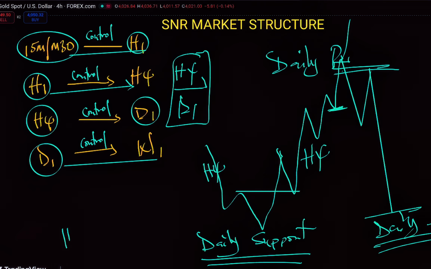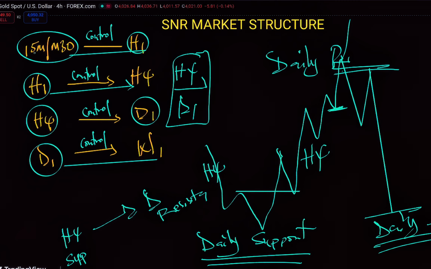So we have H4 breakout. H4 breakout in structure, or H4 change in structure, will lead you to a daily resistance or support. So let's say that H4 break in structure support, it's going to lead you to daily resistance over here. So this is how it works.